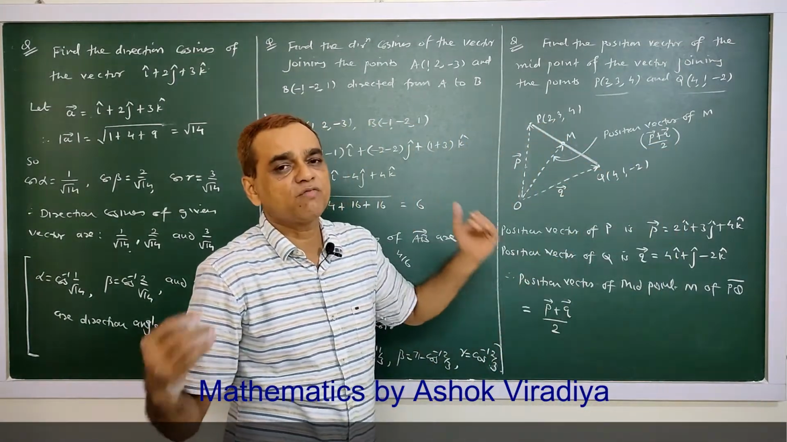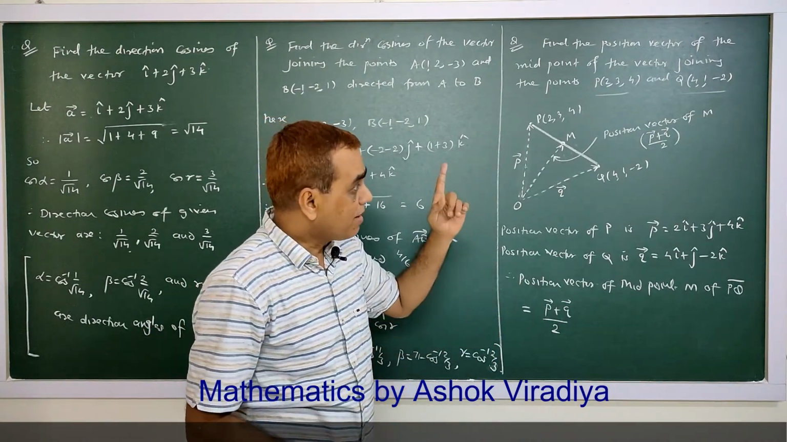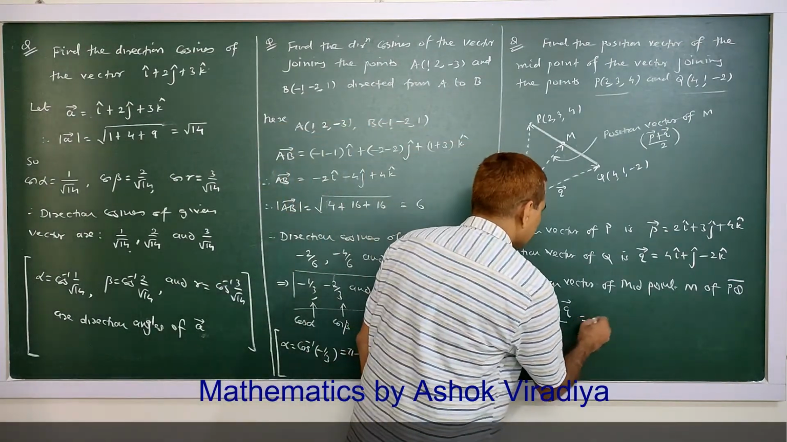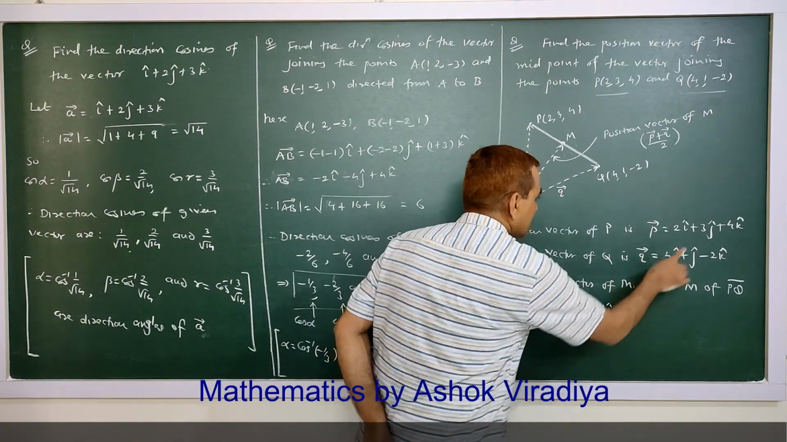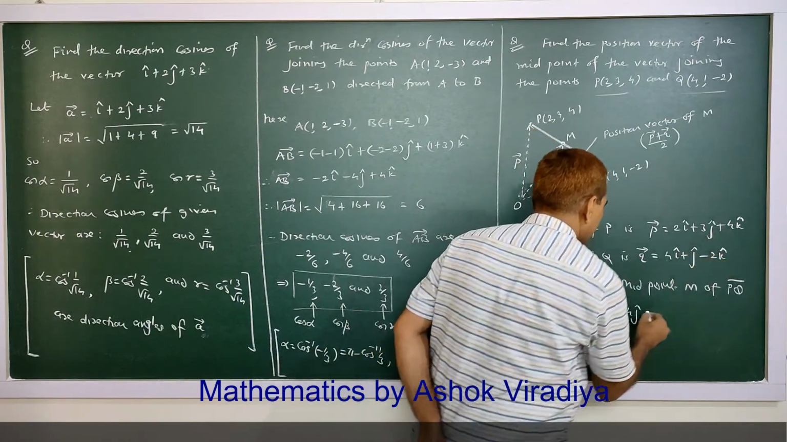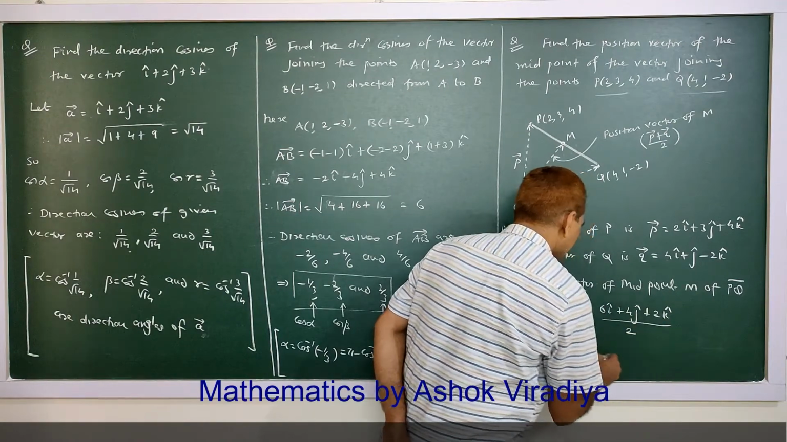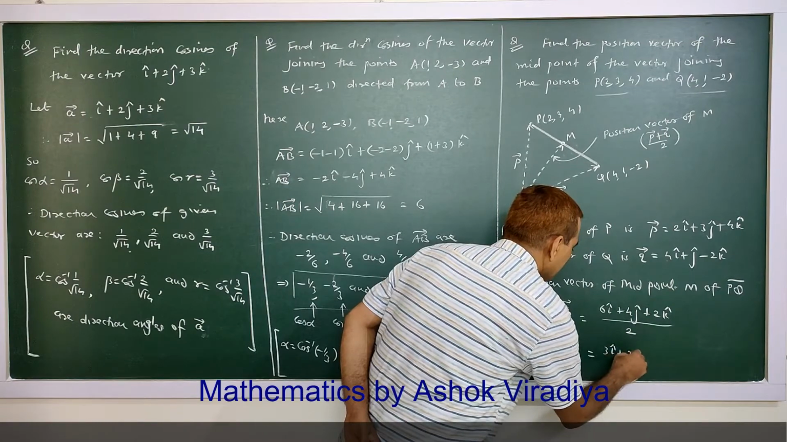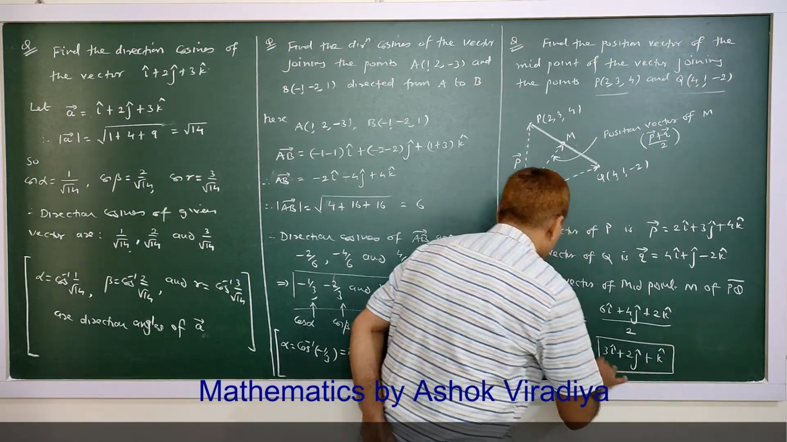This is the procedure to find position vector of midpoint of any line segment. So it is P bar plus Q bar: 4 plus 2, 6i, 3 plus 1, 4j, 4 minus 2, 2, divided by 2. So it is equal to 3i plus 2j plus k. So this is the required vector.